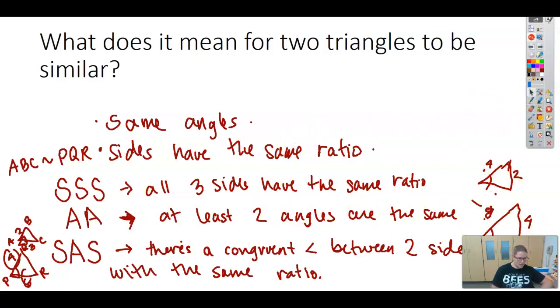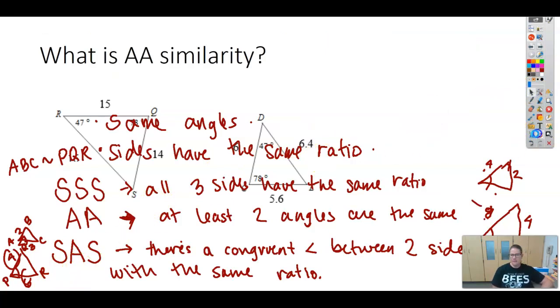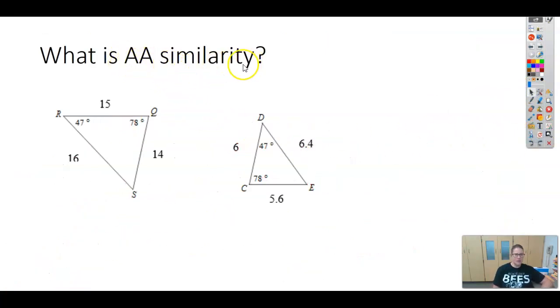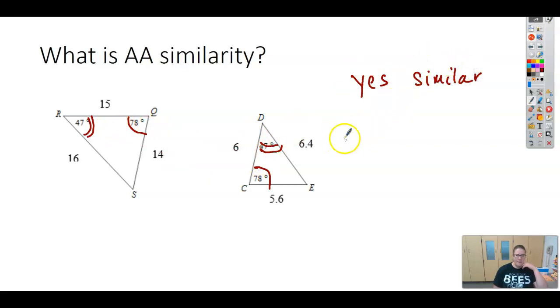So let's go ahead and try an example. What is angle-angle similarity? We've already talked about it. We have to know at least two angles are the same. And right away I can see that these have one angle the same, that's 78. Oh, actually, they have both. Silly me. So these have 47 and 78. Because they have two angles that are the same, I would say yes, these are similar by the angle-angle theorem.